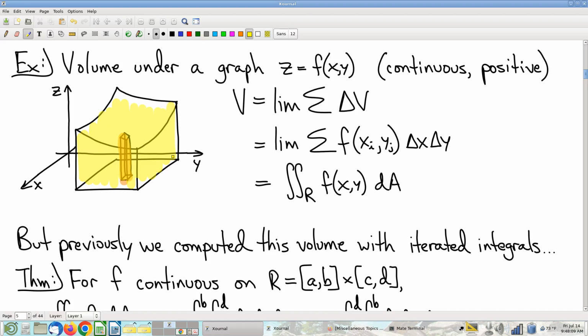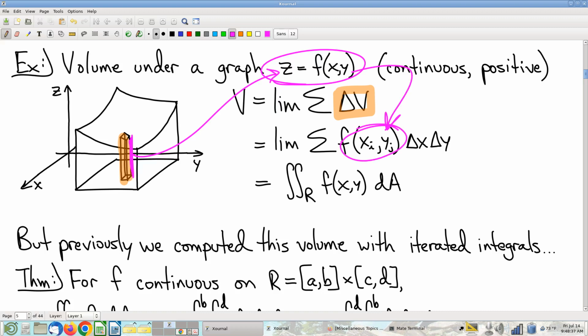All right, so that's what this says, that the whole of the volume is the sum of the little pieces of volume. Now, looking at any individual French fry, how much volume is there in that French fry? Well, it's going to be height, which is f of x comma y, because we're looking at a graph. So z is f of x, y. So we get height times the area of the base down here, and the area of that little base is delta x delta y, otherwise known as dA.